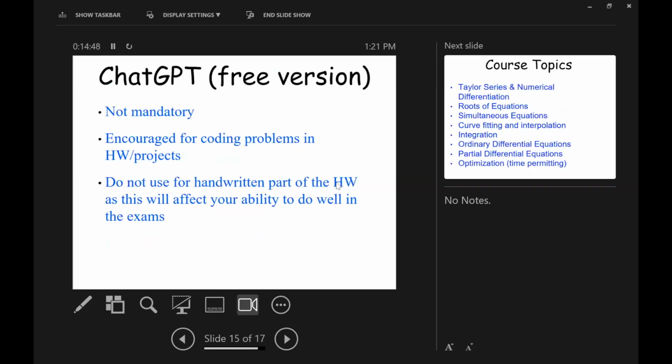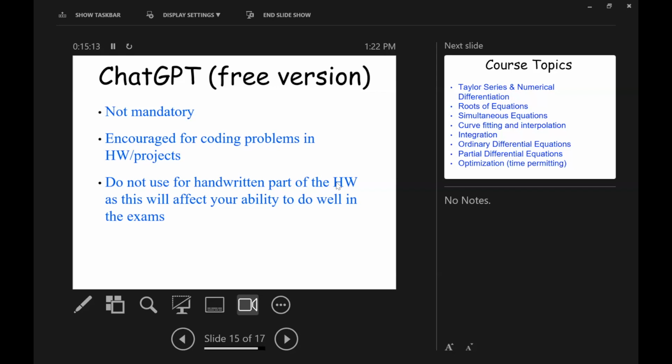Last time I did not allow ChatGPT, but this time I will allow ChatGPT. Now, this is not mandatory. It's up to you, okay? Does everybody know what ChatGPT is? It's a large language model. It basically takes high-level instructions and uses that to answer your question. So you could essentially take my homework problem, put it in ChatGPT, and it'll give you answers, okay?